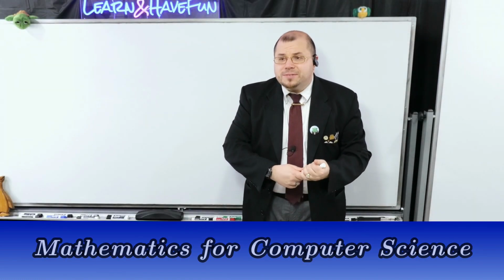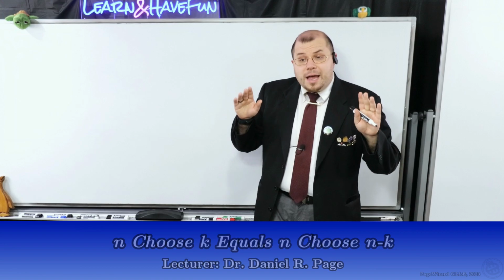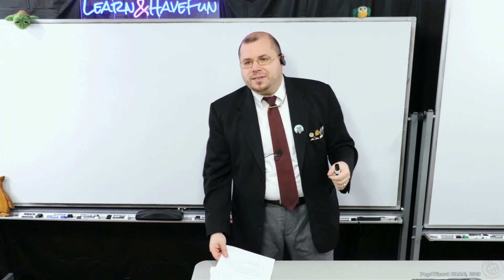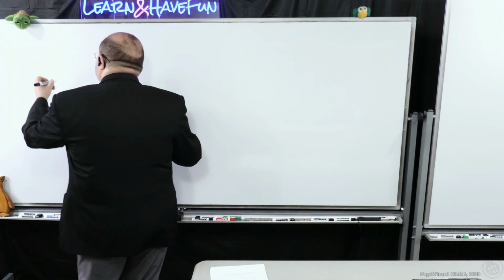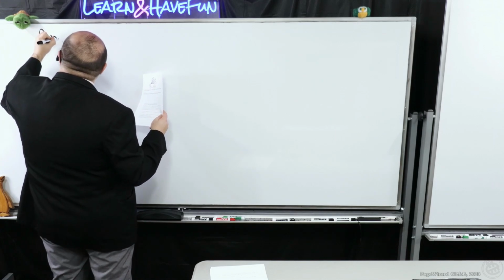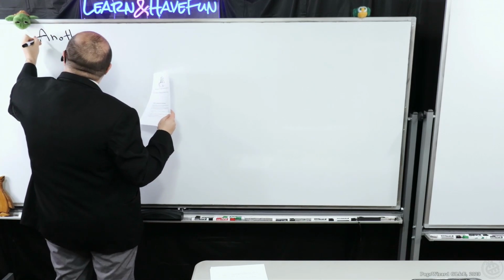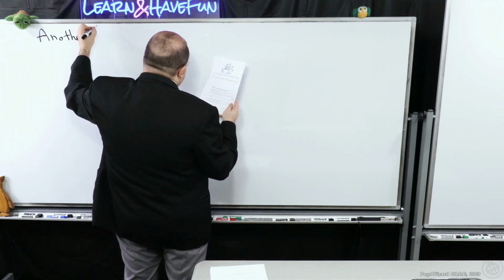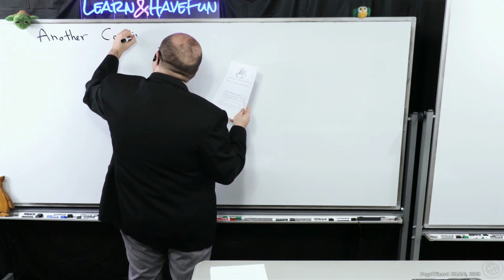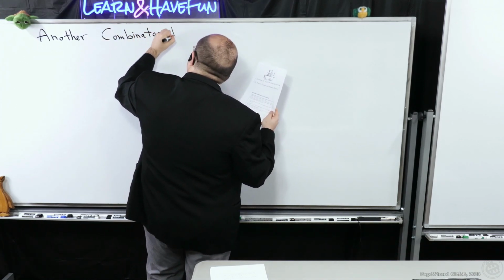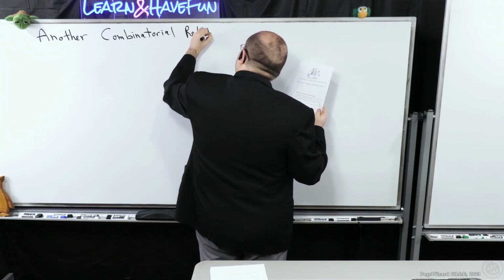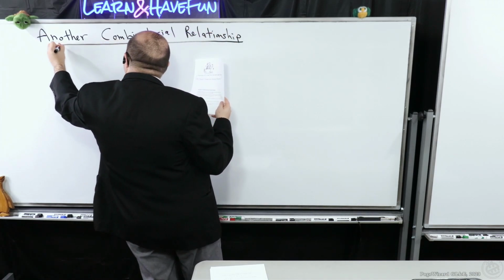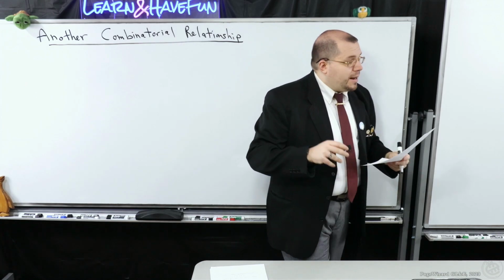Today we're going to be talking about some more combinatorial relationships. Namely, I'm going to revisit what we talked about as the number of k combinations. So let's talk about another combinatorial relationship. We're going to revisit this formula that we came up with for the number of k combinations, and explore a little bit more about k combinations and how many there are.